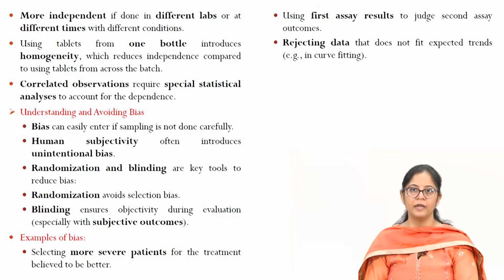Now, bias can easily enter if sampling is not done carefully. Human subjectivity often introduces unintentional bias. Randomization and blinding are key tools to reduce the bias. Randomization avoids selection bias. Blinding ensures objectivity during evaluation, especially with subjective outcomes. Examples of bias are selecting more severe patients for the treatment that is believed to be better, using first assay results to judge second assay outcomes, and rejecting data that does not fit expected trends in curve fitting methods.